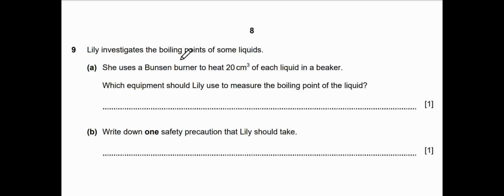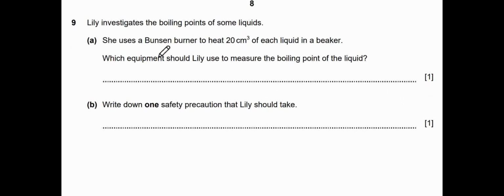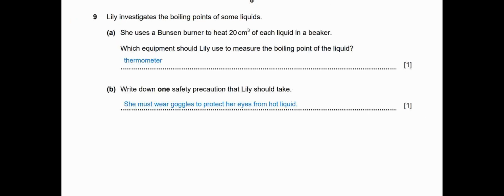Question 9. Lily investigates the boiling point of some liquids. She uses a Bunsen burner to heat 20 cm³ of each liquid in a beaker. Which equipment should Lily use to measure the boiling point of the liquid? Definitely it is a thermometer. Question 9b. Write down one safety precaution that Lily should take. As it is boiling liquid, Lily must take precaution with the heat from the liquid and protect her eyes or her skin. So we type down. So this is our answer. Thermometer, and she must wear goggles to protect her eyes from hot liquid.